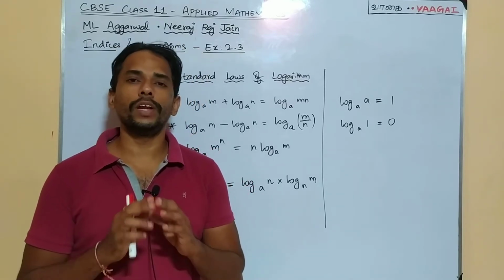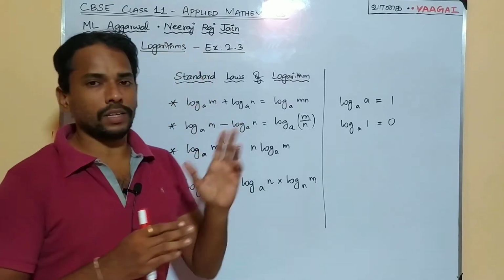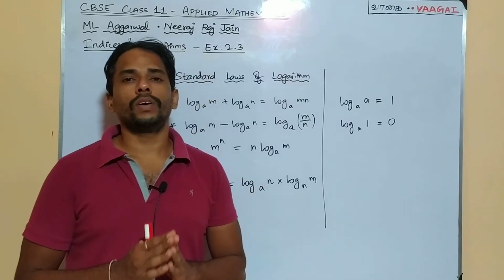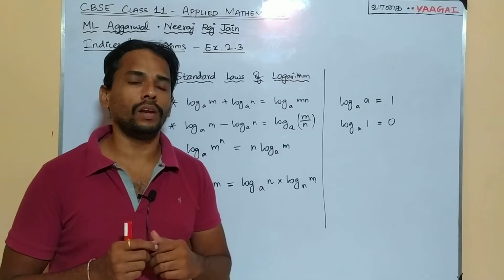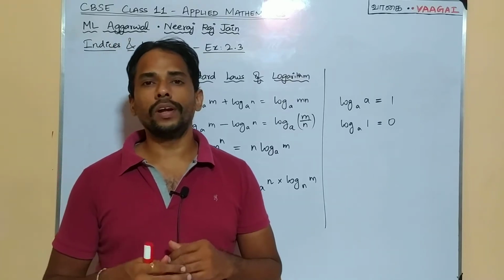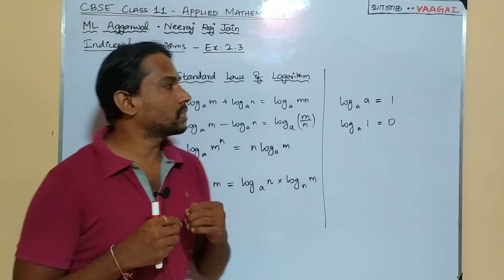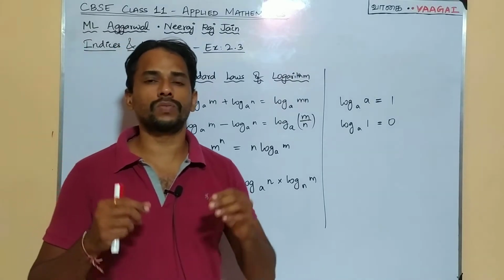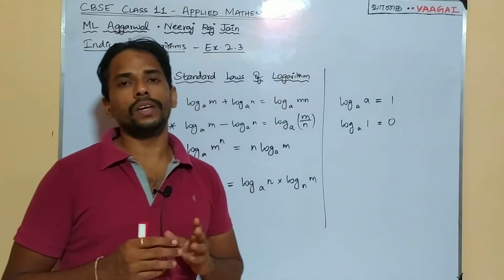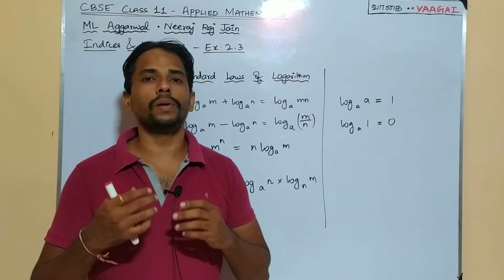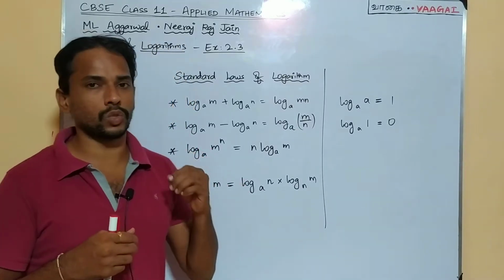This playlist is where you can find video lessons for CBSE Class 11 Applied Mathematics, and we are solving exercise problems from our standard book, ML Aggarwal, Neeraj Raj Jain. In this session we are about to solve exercise 2.3, which is from the concept of indices and logarithms. In this concept, we have already completed the first two exercises, exercise 2.1 and 2.2.